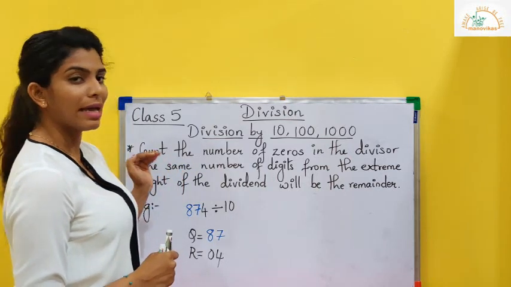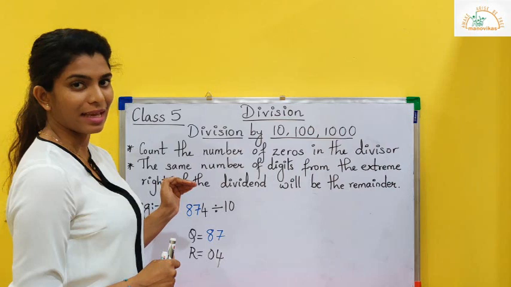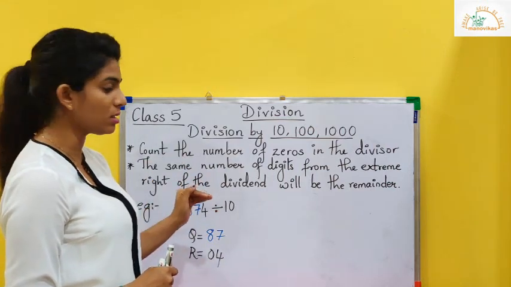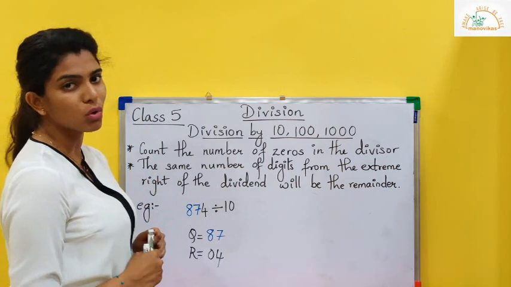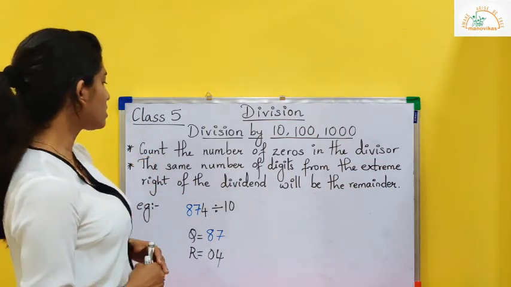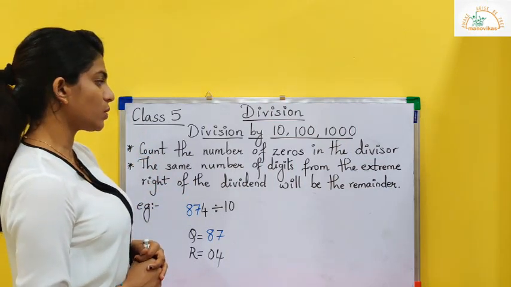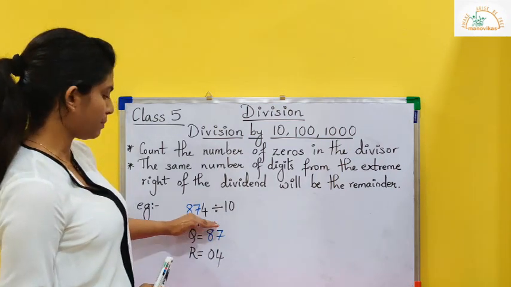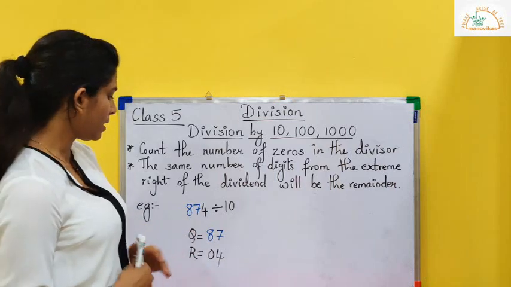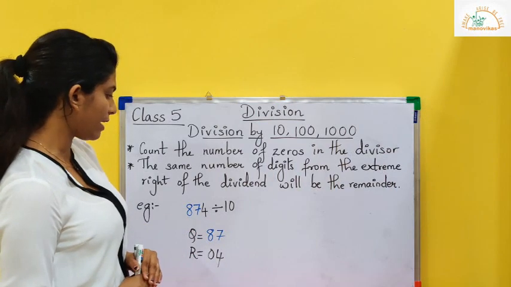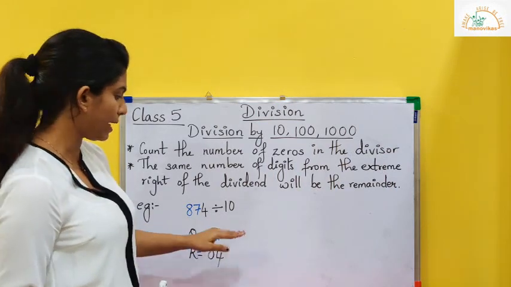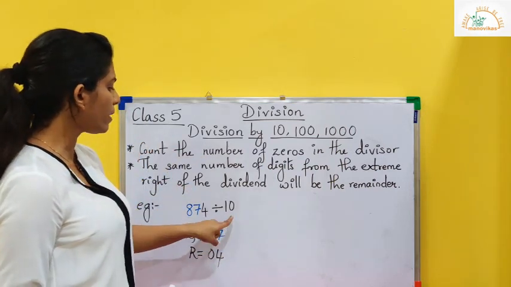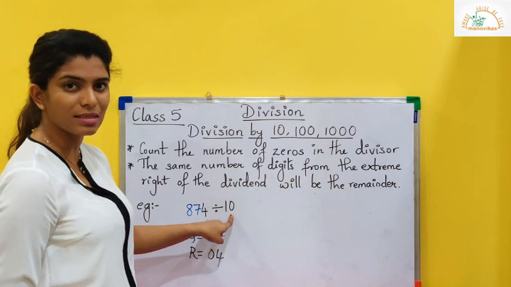When you have division by 10, 100, 1000, any number which we have to divide, you have to know these two rules. First rule is count the number of zeros in the divisor. Now here is an example. Look at the example: 874 divided by 10. So I am dividing by 10 here. First, you need to count the number of zeros in the divisor.